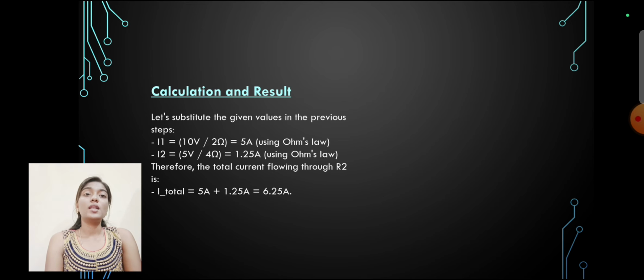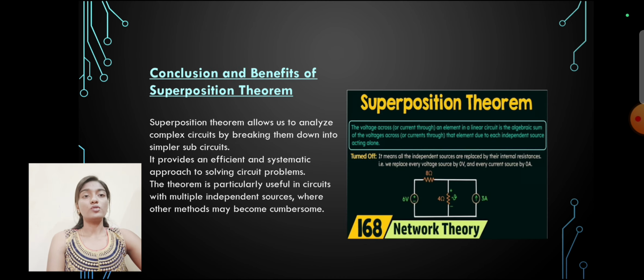Calculation and result. Let's substitute the given values in the previous steps. We know that I equals V by R, so we are substituting in that formula using Ohm's law. I1 equals 10 volts by 2 ohms, that equals 5 amperes. Similarly, I2 equals 5 volts by 4 ohms, that gives 1.25 amperes using Ohm's law. Therefore, the total current flowing through R2 is I total equals 5 amperes plus 1.25 amperes, that equals 6.25 amperes. Conclusion and the benefits of superposition theorem.